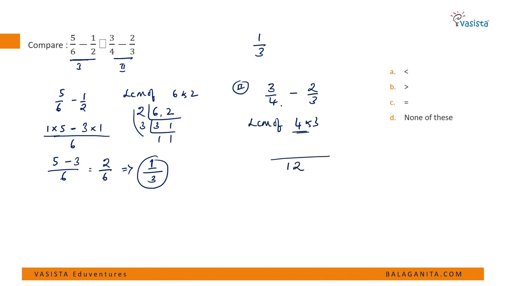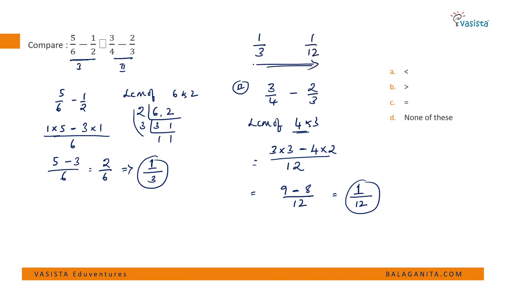Now divide 12 by 4. That is, 12 divided by 4 is going to be 3. That 3 should be multiplied with the 3, minus 3. So 12 divided by 3 is going to give you 4. That should be multiplied with 2. So now simplify it here. 3 3s are 9 minus 4 2s are 8, by 12. 9 minus 8 is going to be 1, and this is 12. The second one is 1 by 12.